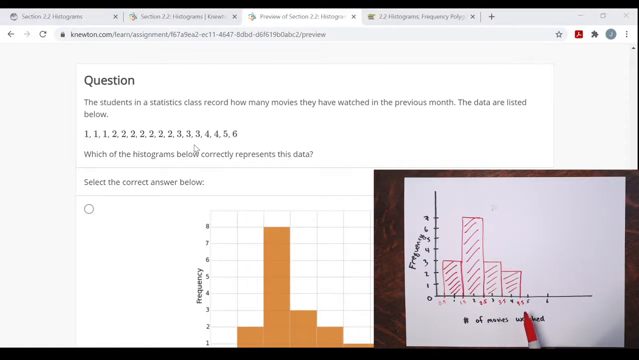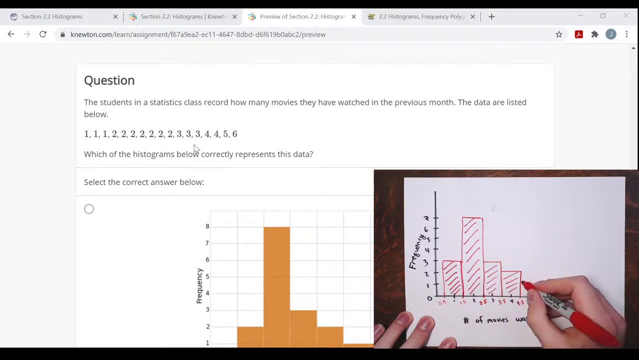Again, they're not always 1 unit wide. Just know that the bars have to be the same width, whether it be 1 unit, 2 units, 3 units, whatever, half a unit. Then from 4.5 to 5.5, that'll give me 5 in the middle. And then you'll have a bar for how many students watched 5 movies. Just one student watched 5 movies. And then from 5.5 to 6.5 will give me 6 in the middle. How many students watched 6 movies? Just one of those as well.